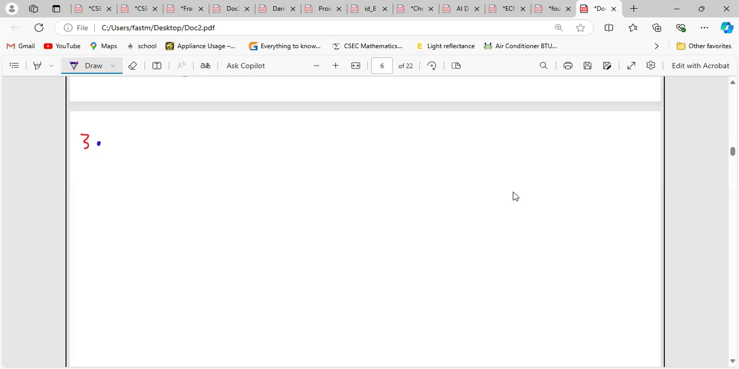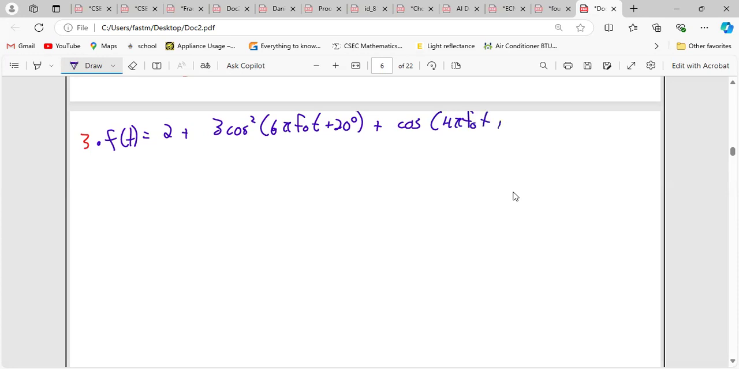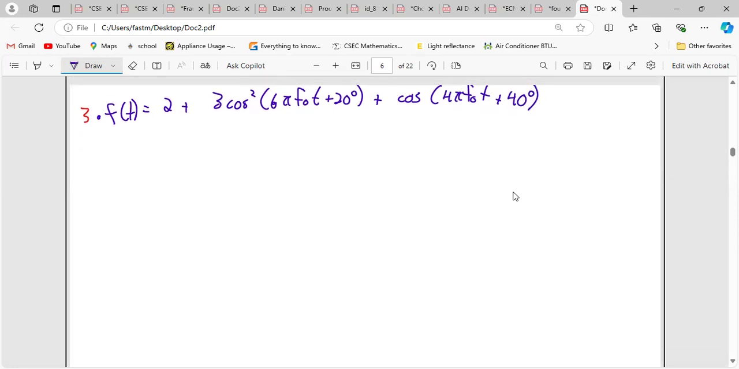Okay, so this one we've got to learn something. So f of t is equal to 2 plus 3 cos squared (6 pi f naught t plus 20 degrees) plus cos (4 pi f naught t plus 40 degrees). Going through the analysis, this here is a DC component, A naught, which is 2. But we don't need to touch it.